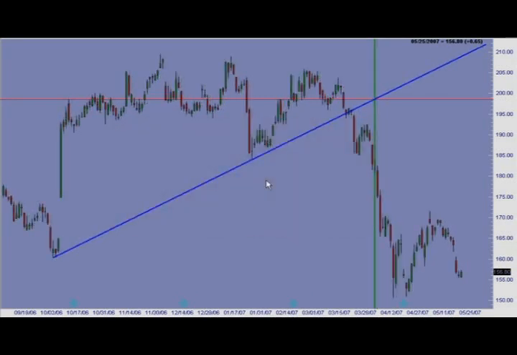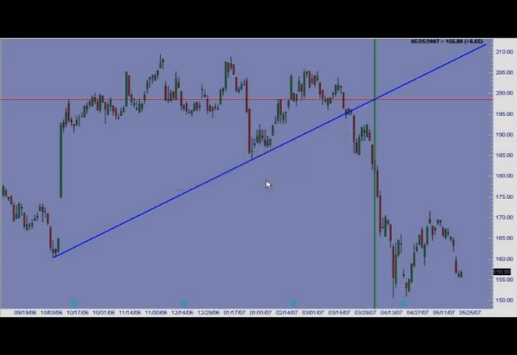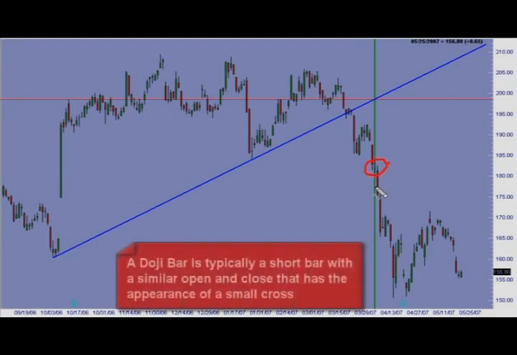Additionally, inverses will have specific characteristics that tend to give them away. They fall under three categories typically. That is the gap, the explosive move, and the doji bar, which is the more typical of the three. In fact, in this case of orange juice, we have a doji bar right here at a reversal signal. A doji bar is a terminology used in candlesticks to refer to a short bar with a similar open and close. There might be some variance there, but typically it's the same open as the close. And you can see that that's exactly what happened here.